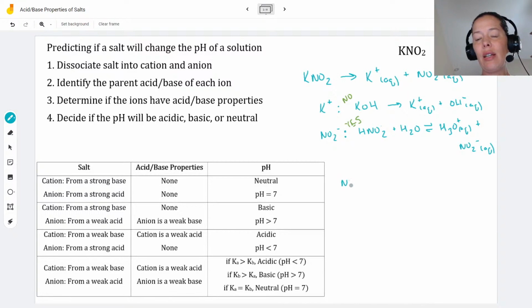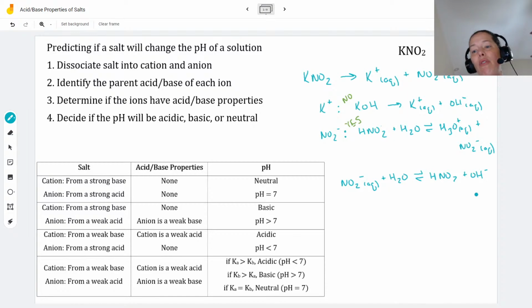So nitrite, when it is in aqueous solution, can react with water. It is weak, it is in equilibrium, but it will form a little bit of nitrous acid, and that would leave a little bit of hydroxide. So again, if you remember your definition for Bronsted-Lowry acids and bases, an acid is going to donate a proton and a base is going to accept a proton. So nitrite here is acting as a base. It is accepting a proton from water to form nitrous acid, and then what is left over once water has donated that proton is hydroxide.